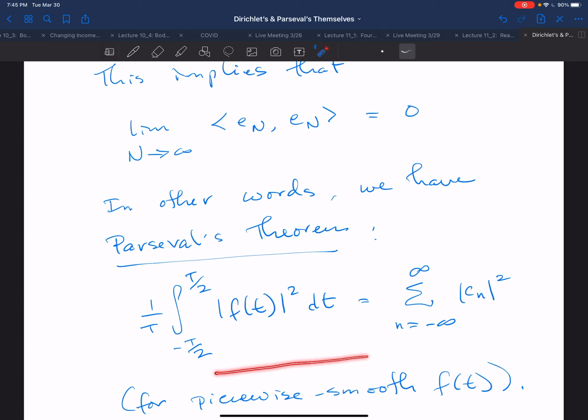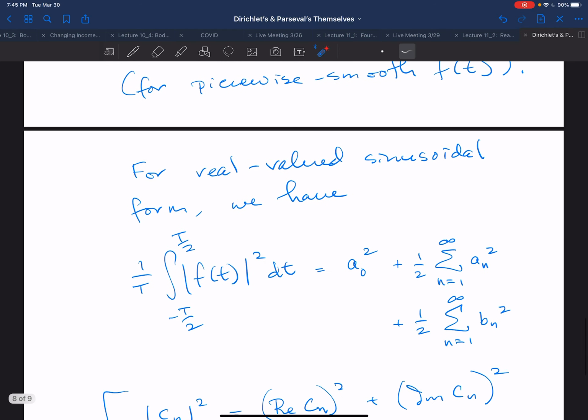Therefore, we have Parseval's theorem, which tells us that we can get the power in f of t itself by simply adding up the moduli squared of the Fourier series coefficients. That's for the complex form of the Fourier series. And for the real form, we add up a0 squared plus 1/2 an squared for every n, and 1/2 bn squared for every n. That is the average power in the DC component and the average power in each of the sinusoidal components.